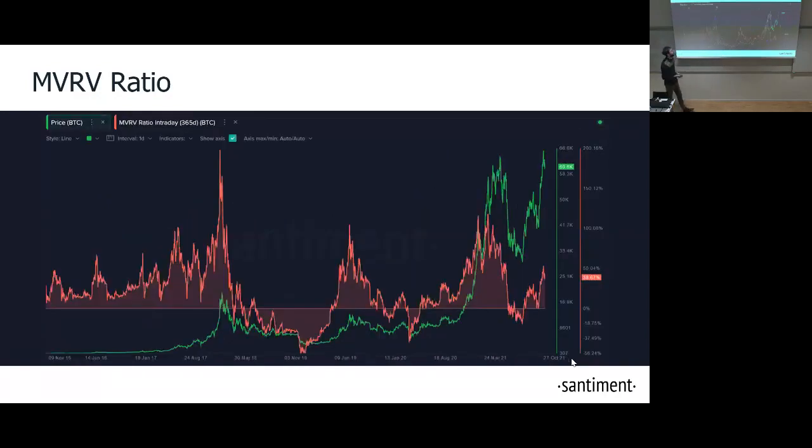Now, we have done some backwards. Oh, right. Let me show this one as well. So this is the 365-day MVRV ratio, which is showing the average profit or average loss of all addresses that have acquired Bitcoin in the previous 365 days. So it's sort of a longer-term view or gauge of investor sentiment.